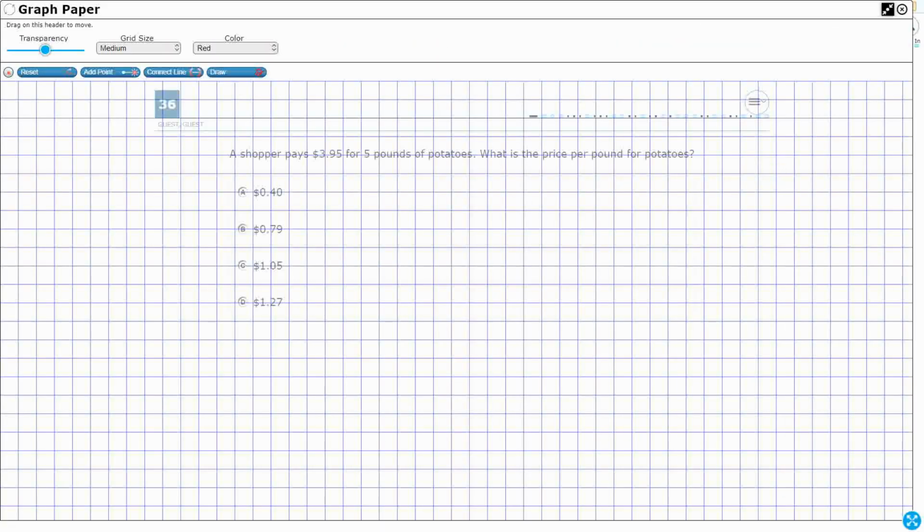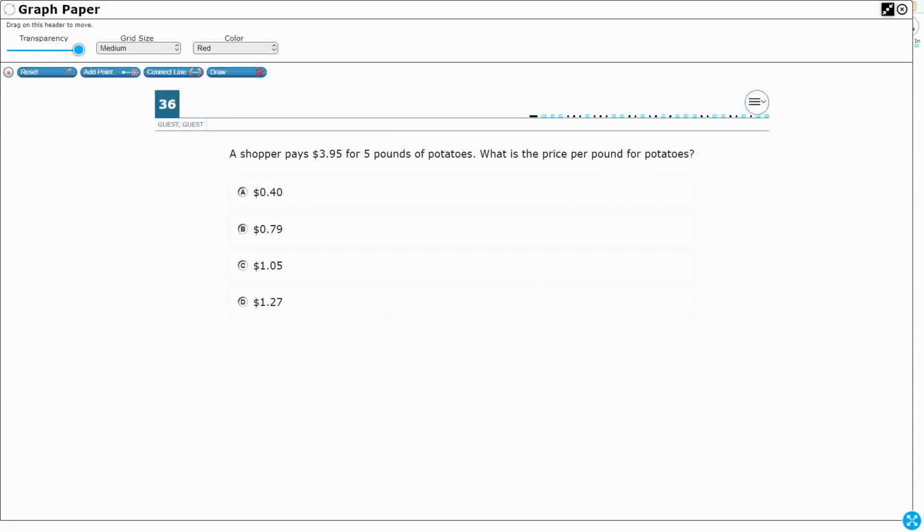Really what we need to do is look at a few different things. Take a look at your four answer choices. They are all fairly close to each other, right? It ranges from 40 cents all the way up to $1.27. We only have two numbers in this problem, the 3.95 and the 5. So if we're thinking about how we're going to get from 3.95 down to 40 cents or to $1.27, there's really not that many options. We're going to subtract, or we're going to divide, and really subtracting 5 is not going to do much for us.